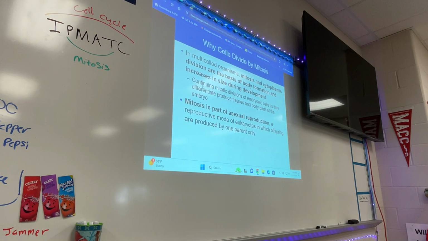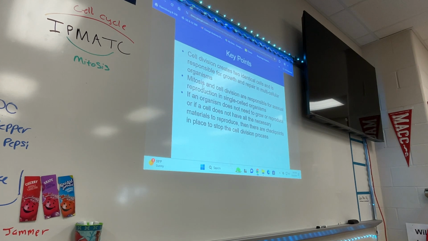So, in multicellular organisms, mitosis and cytoplasmic division are the basis of body formation and increases in size. That's why children divide faster. They go through mitosis a lot. If we looked at my kids' cells versus my cells, theirs would be growing really fast. Mitosis is also part of asexual reproduction, and that's how little tiny organisms make offspring. But we already mentioned both of those things, which is why they're not in red. You don't have to write them down. And we're done.